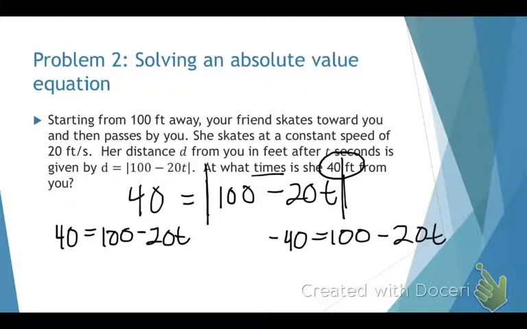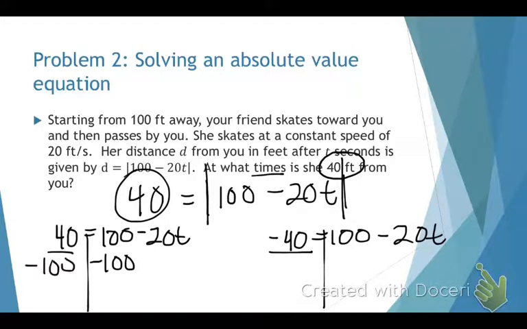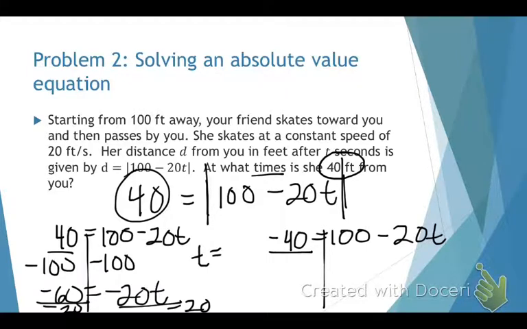I'm not changing the expression from within my absolute value symbols. I'm simply making the opposite side both positive and negative to get my two values that would fit. Solve them just like an equation. Subtract 100 from both sides, and I get 40 minus 100, which is negative 60. At this point, I divide by negative 20. And for the first one here, I have t is equal to 3.